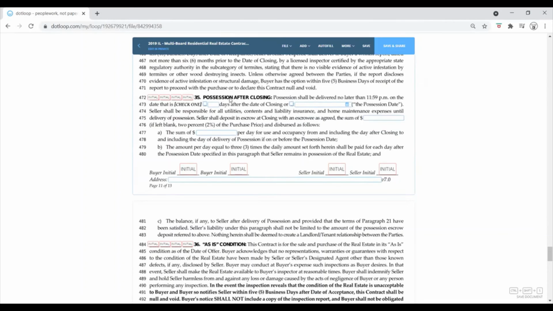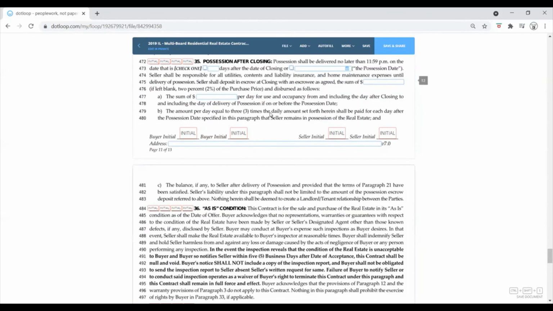Possession after closing means that you're basically going to rent the property out as the seller and stay there for an additional amount of time. Maybe you need an additional 2 weeks before you can move out, but these buyers wanted to close. So you're going to pay them rent for those 2 weeks, and that's where this is negotiated and written in.